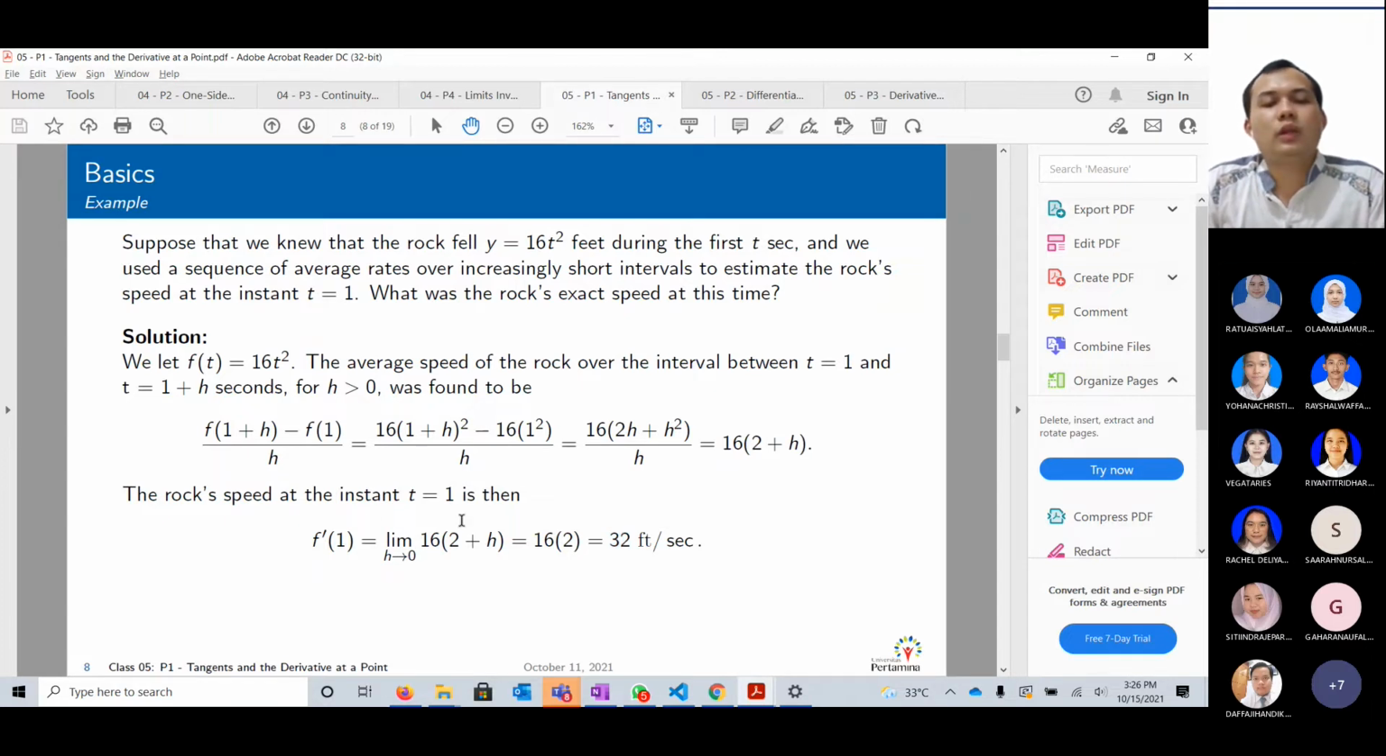Jadi kecepatannya adalah turunan pertama dari y sama dengan 16t kuadrat. Ternyata kecepatannya saat t sama dengan 1 adalah 32 kaki per detik.